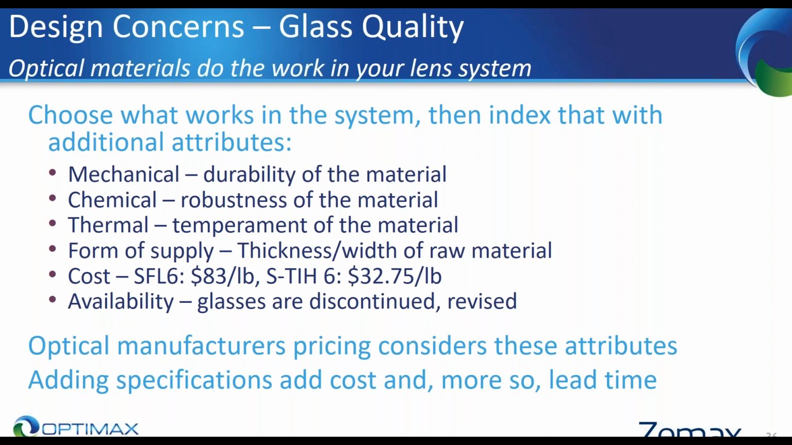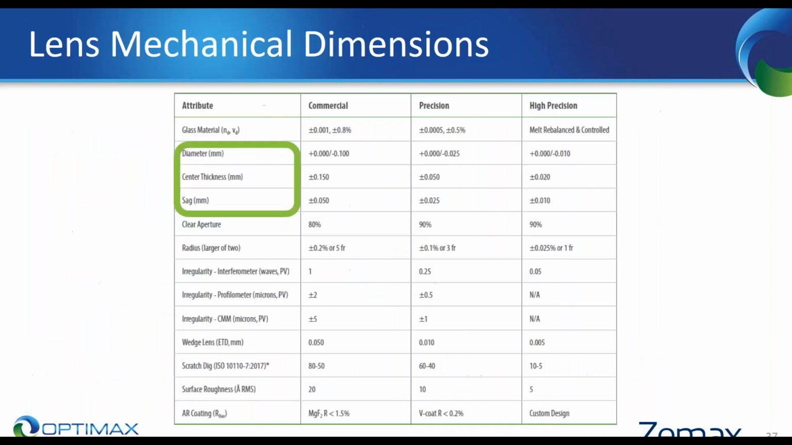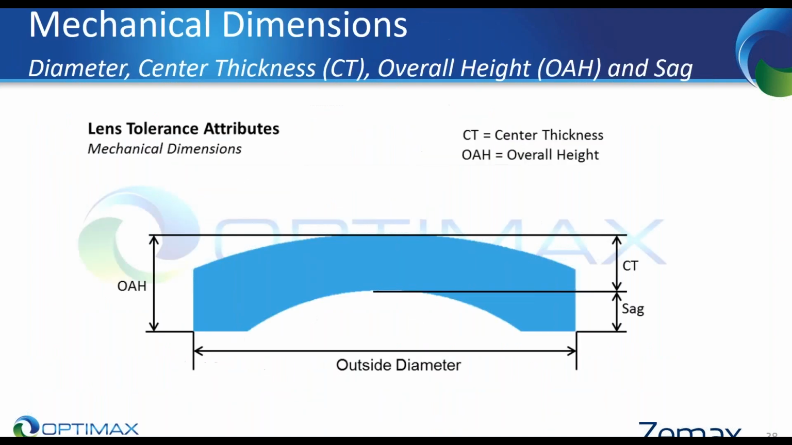Then availability. Make sure to keep an eye on which glasses are discontinued or revised. This is something that doesn't usually happen overnight. It's usually on a much slower schedule, but if you're trying to repeat a design from 15 years ago, those glasses might not still be available. You might want to take another check. Optical manufacturers consider all these attributes when they're pricing the lenses. So anytime additional specifications are added to the material itself, it will add cost, but probably more important to most people is actually the lead time.